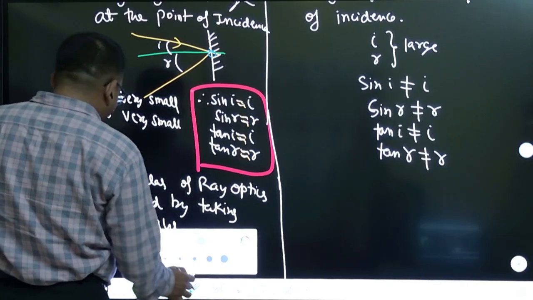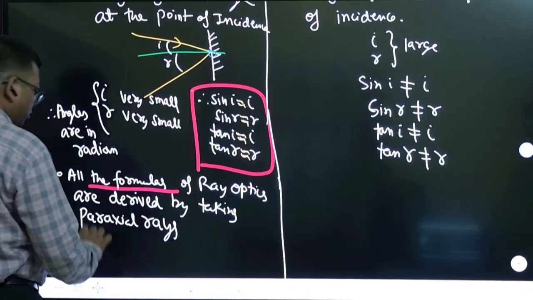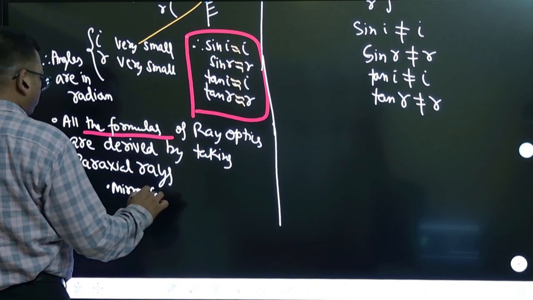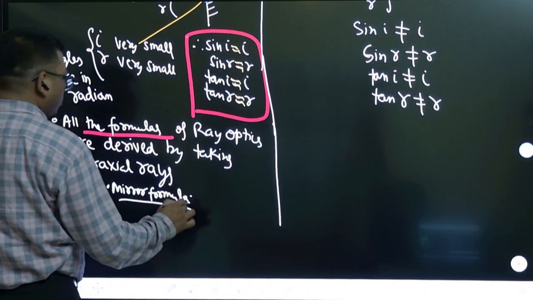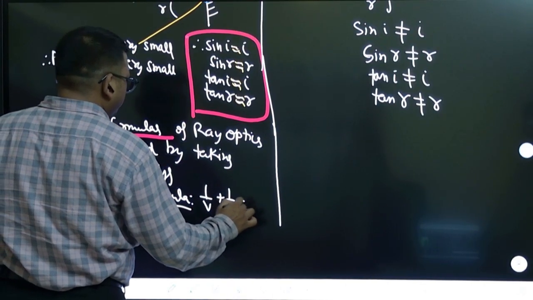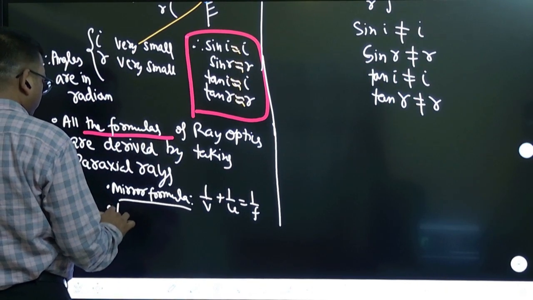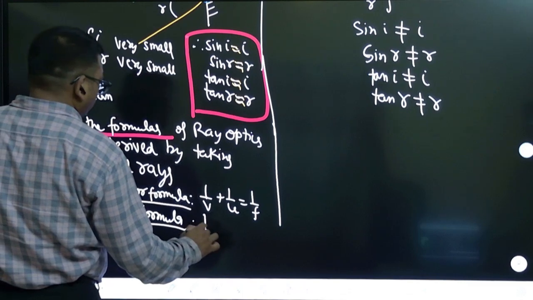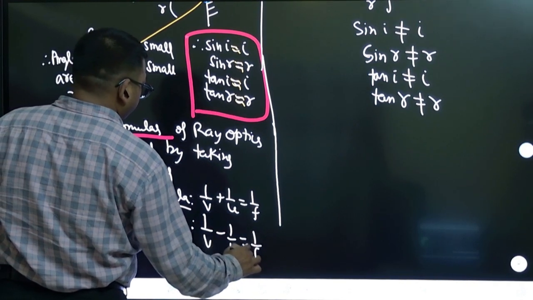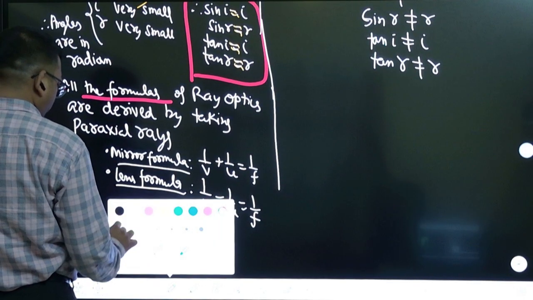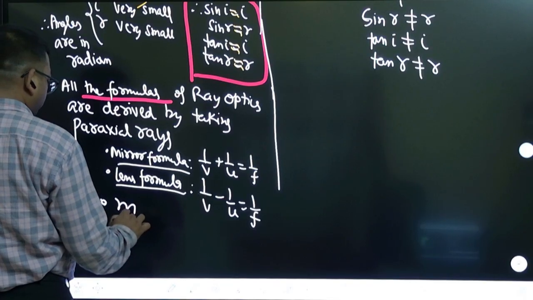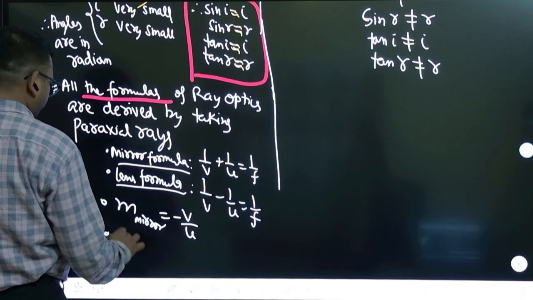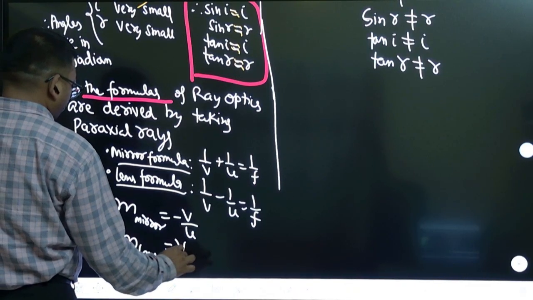Here, all formulas means what? All the formulas which you know. What are the formulas? Mirror formula: 1 by v plus 1 by u is 1 by f, or 1 by R. Lens formula: 1 by v minus 1 by u is 1 by f. Magnification formula: magnification of mirror is minus v by u. Magnification formula for lens is v by u.